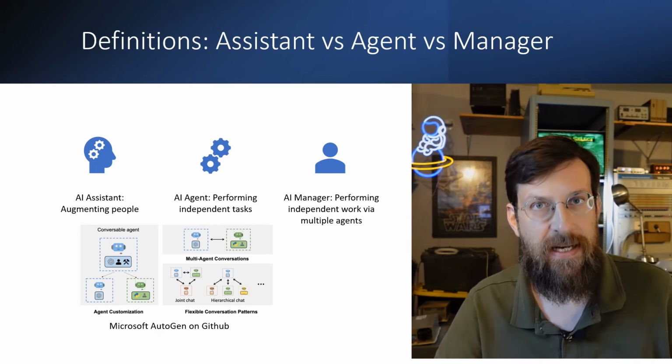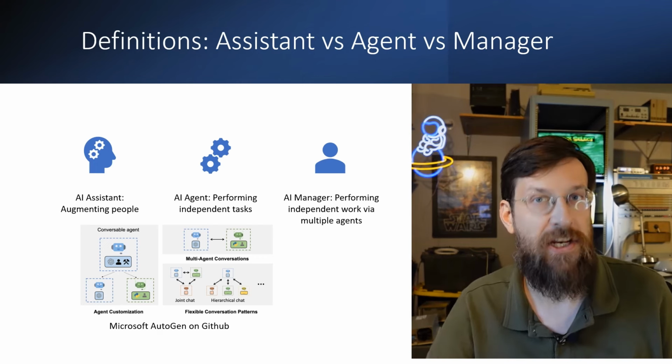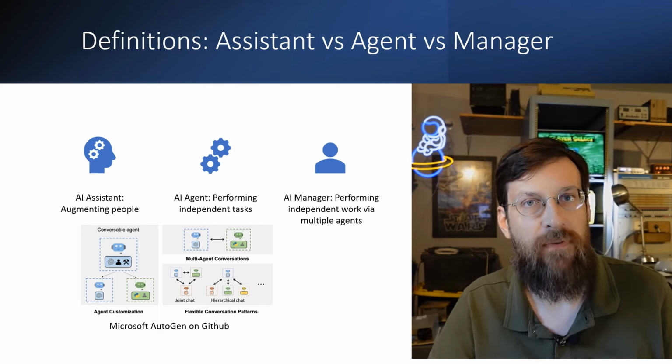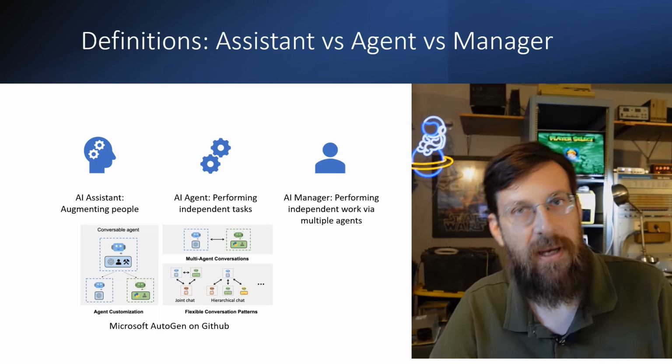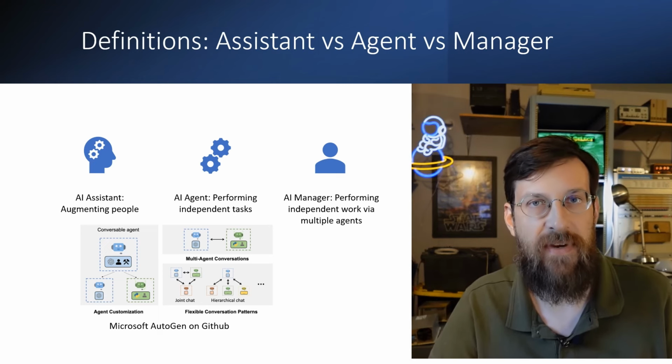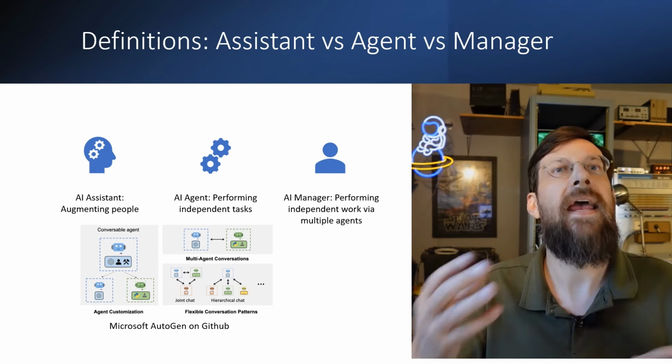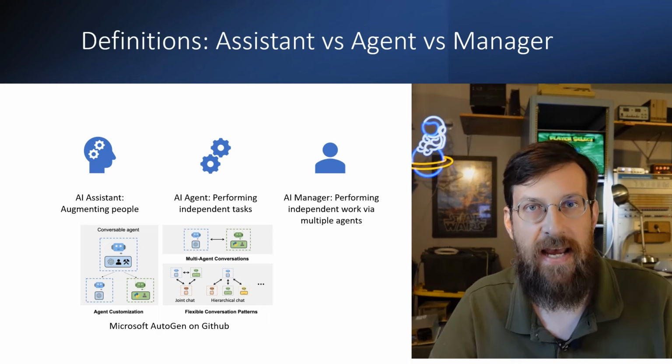An AI assistant is how most people use something like ChatGPT. You provide a prompt, it provides a response, it can search the web, it can generate images, it can do all these fun things. Next is AI agents, which are performing independent tasks.